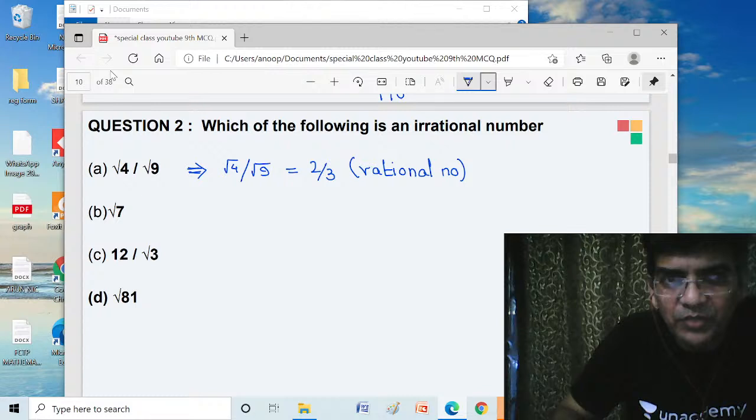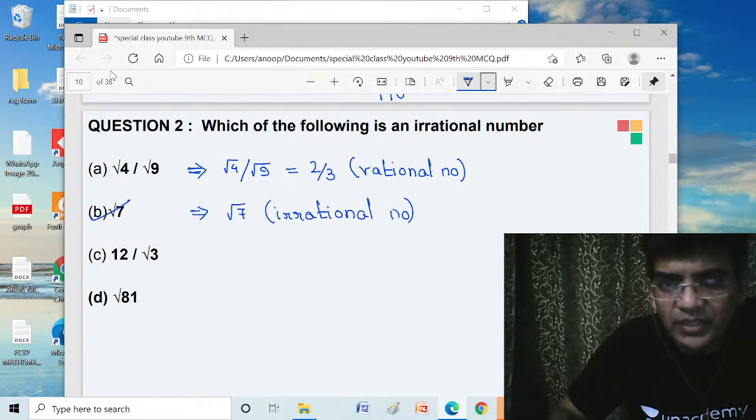Now root 7, as you can see, this is an irrational number. So I have come to know that this is an irrational number. Just I wanted to explain to you, so this will be my answer. This is confirmed that this is the only irrational number. Just to confirm it, now see this one.